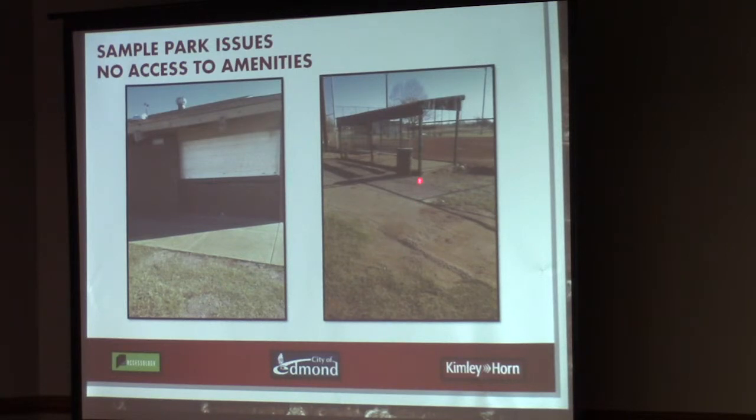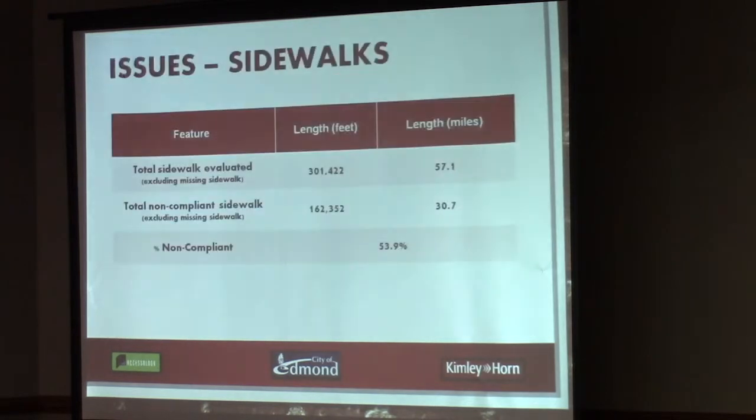I mentioned the concession stands a little bit ago. This is a good example of the issue that we have at ballparks. They have the dugout, and there you see a level change, but there's another level change to get from the dugout onto the field. So a child using a wheelchair wouldn't be able to participate with the other kids.